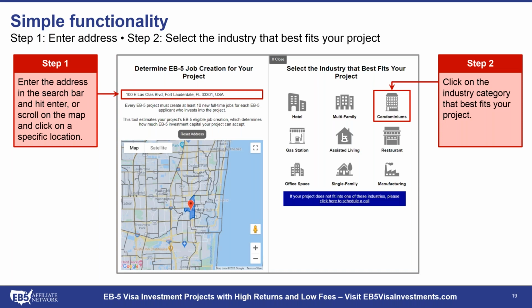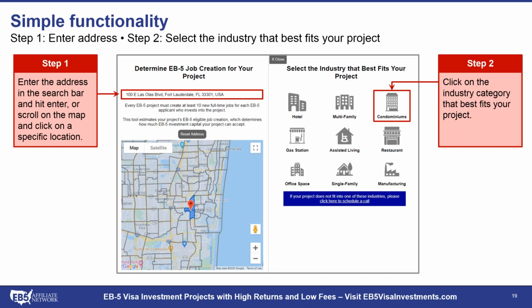First step on the left side is going to be to enter the location of the project you want to determine the EB5 job creation estimate for, right? Because as we discussed earlier, the job multipliers are going to vary by geographic area. So the first thing is we need to figure out where your project is going to be located so we can pull up the correct job multipliers for that area.